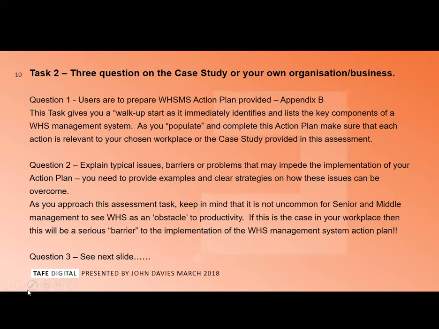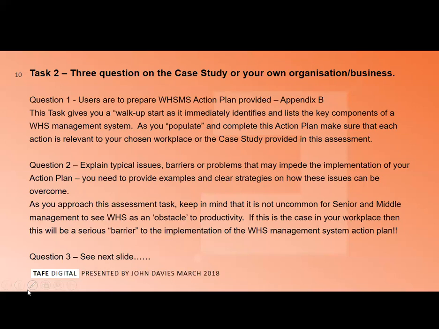Under the next question, question 2, we're asked to identify 2 problems that could be foreseen in implementing the WHS action plan and explain how these could be resolved. It's important that we use possibly the case study, or the fact that some incident or issue that's come up at work can easily be one of those problems.